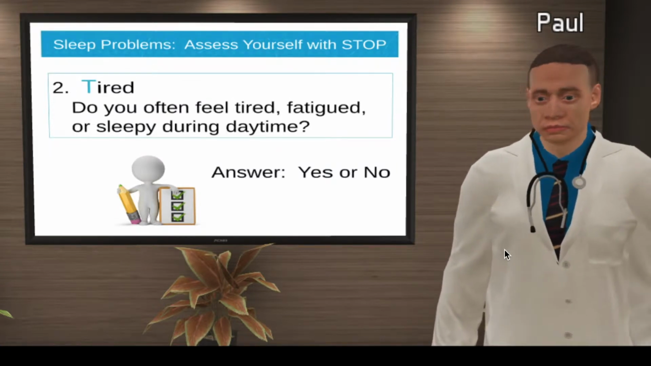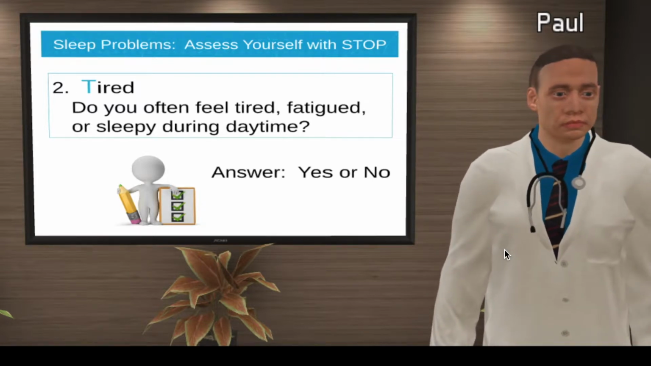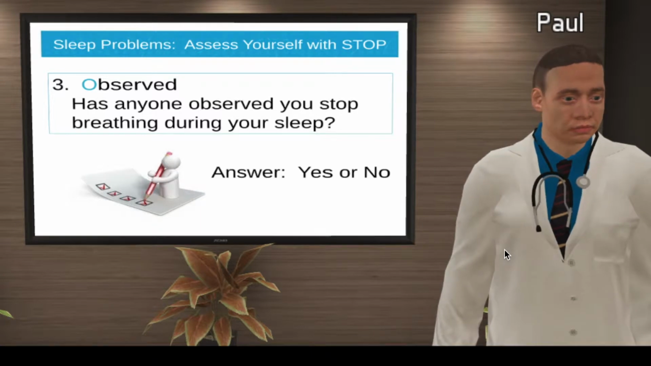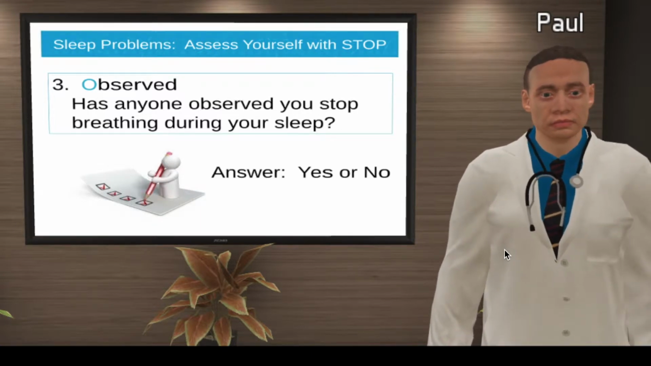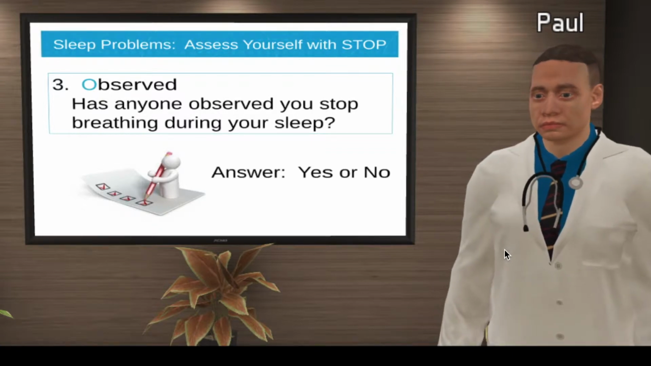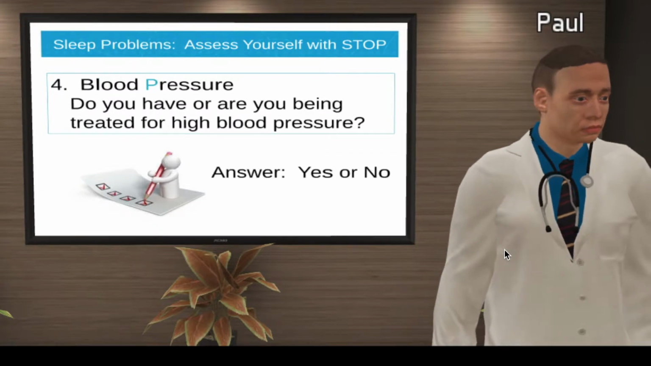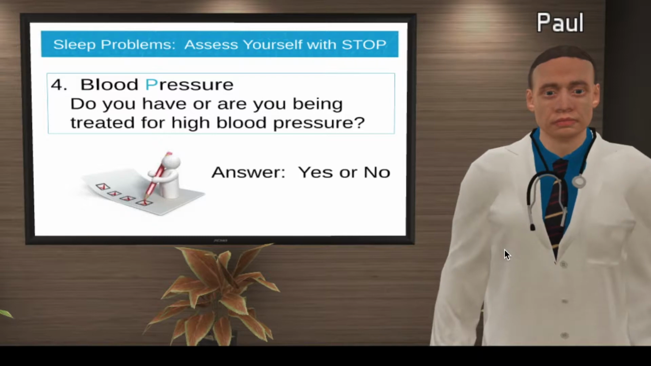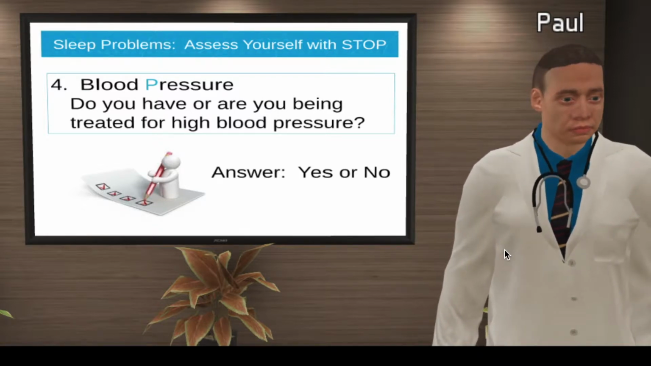Question number 2, do you often feel tired, fatigued, or sleepy during the daytime? Again, answer yes or no. And question number 3, has anyone observed you stop breathing during your sleep? Yes or no? Question 4, do you have or are being treated for high blood pressure? Again, answer yes or no.